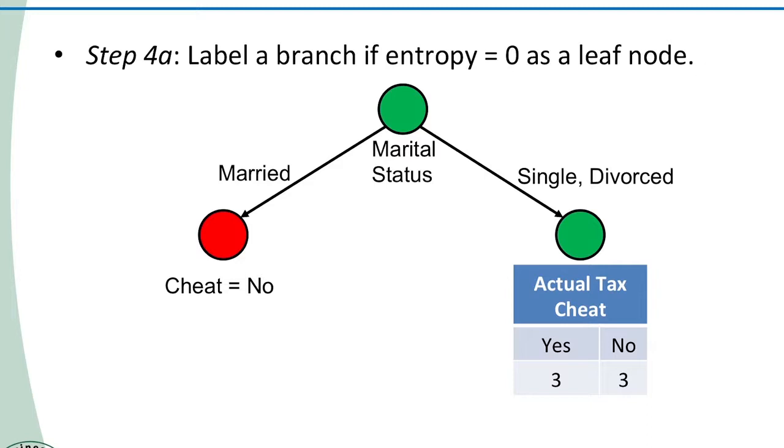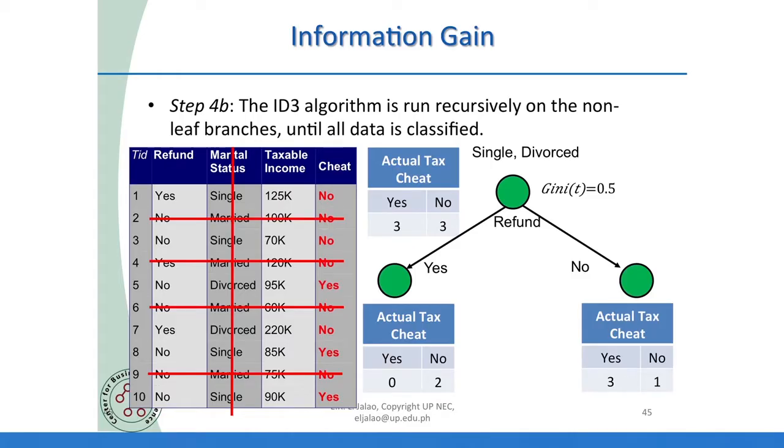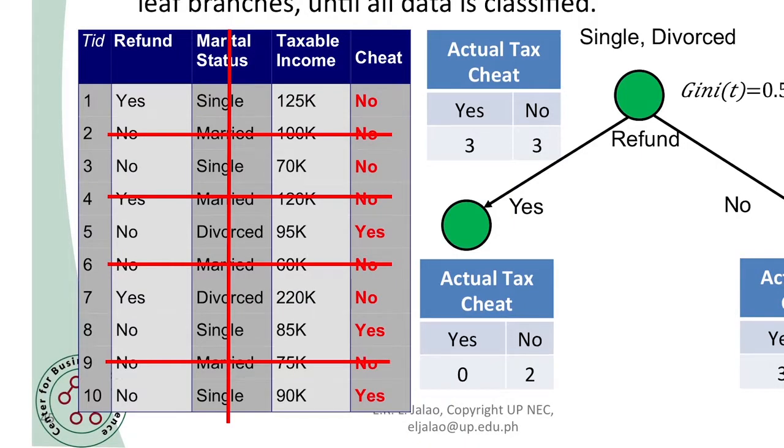Now, we are left with the right node, which is single and divorced for marital status. And hence, we have 3 yes and 3 no. We can then do the ID3 algorithm again to further split the data on the remaining 6 rows of data. The 4 rows that were previously predicted are eliminated from the analysis, until all data is classified.